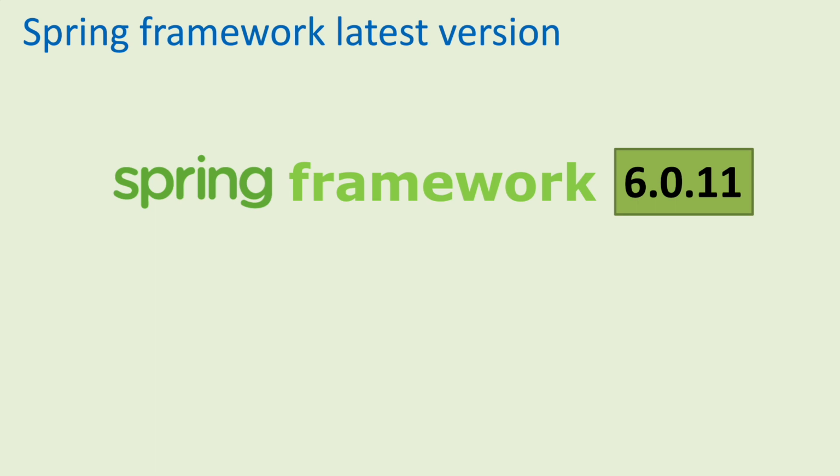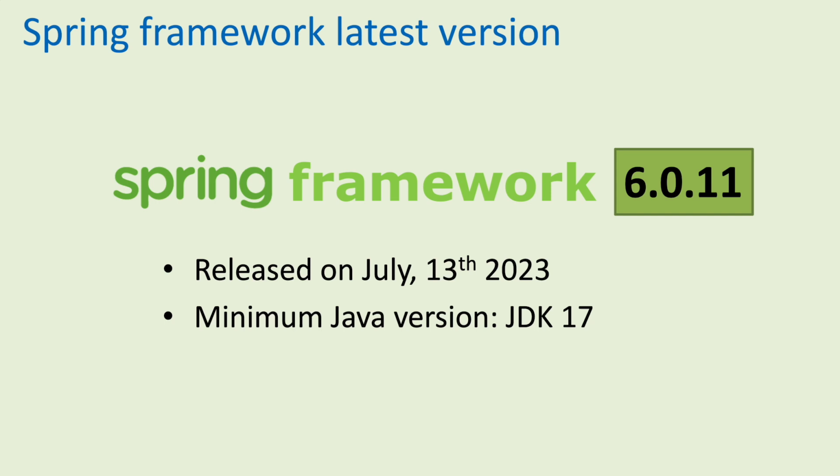So as of September 2023, the latest version of Spring Framework is Spring Framework 6.0.11. That was released on July 13th, 2023, and this version requires minimum Java version is JDK 17.